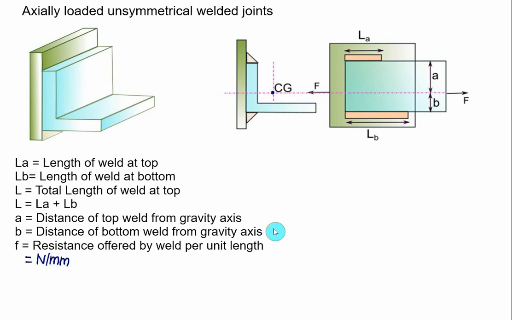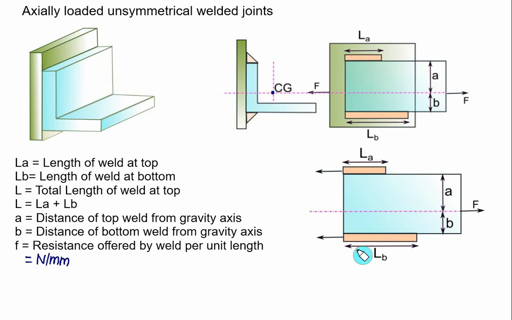So whenever you have to weld an angle plate on a plate, the member is subjected to axial loading but with unsymmetrical welded joints. Since F is the resistance offered by the weld per unit length, the top weld will offer a resistance in the direction opposite to the force shown here. Let's say that value is in Newton per mm. So you have to multiply it by the length LA, that will be equal to F multiplied by LA.